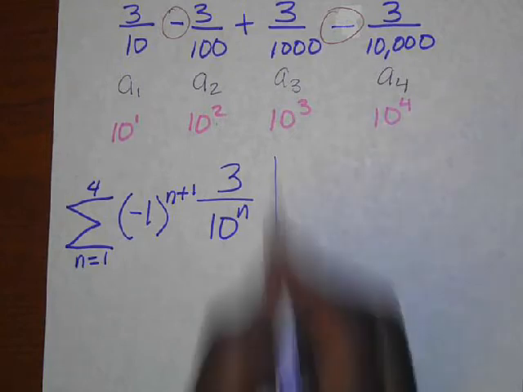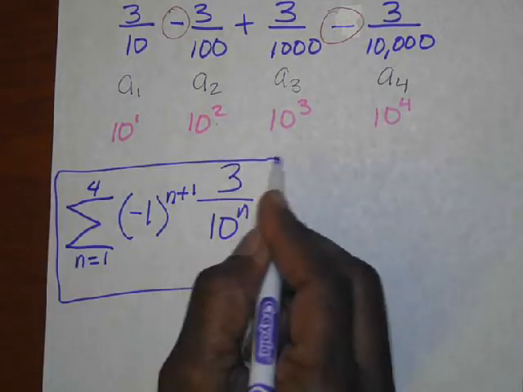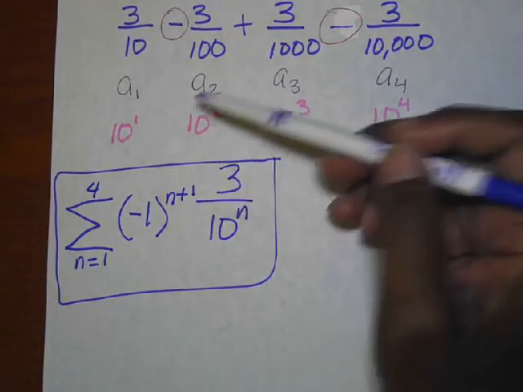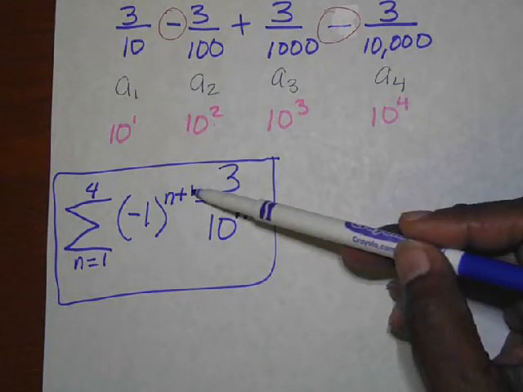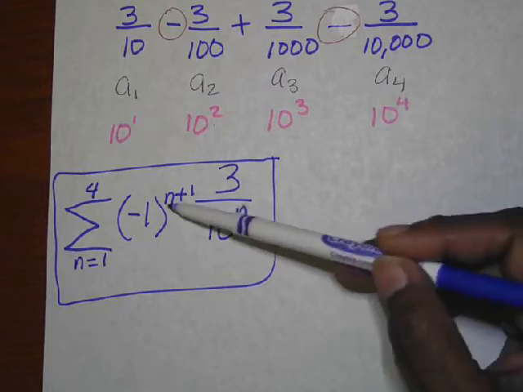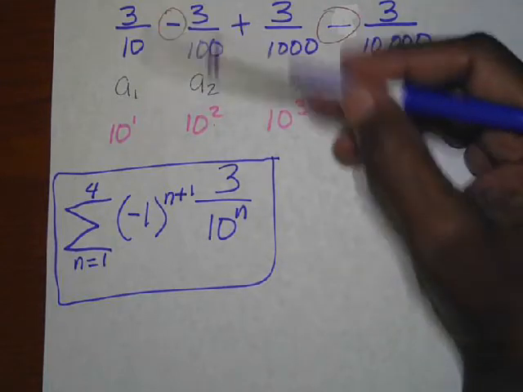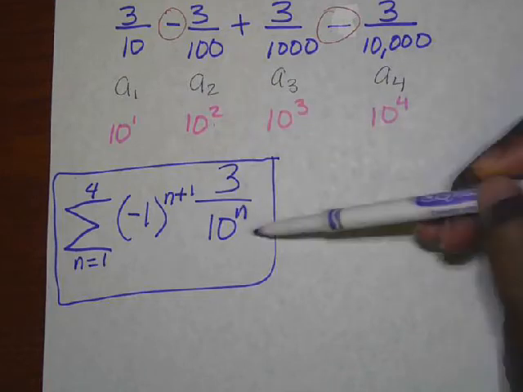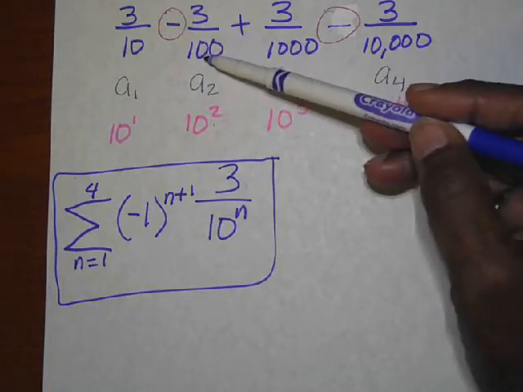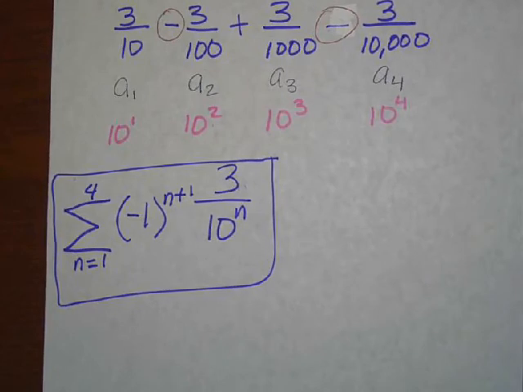I'm done. How would I check that? You check that by putting in the 1 for the first term. Put the 1 every place you have an n. Make sure you get 3/10. Put the number 2 everywhere you have an n. Make sure you get negative 3 over 100. That's how you check it. Good question.